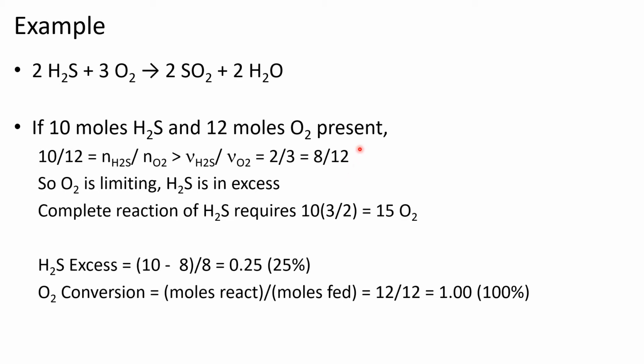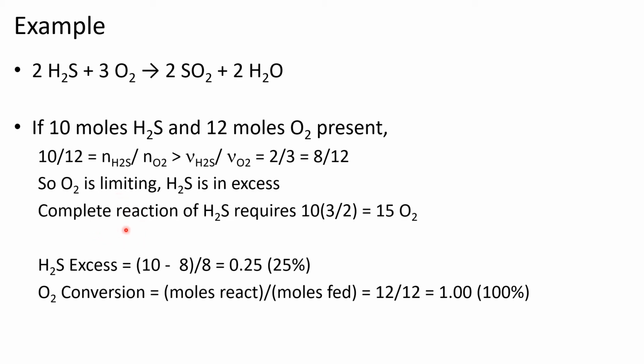What this indicates is that if 12 moles of oxygen are present, we only need 8 for the two to be in stoichiometric proportion. We actually have 10. What this says is that H2S is in excess. It's greater than the amount that's required for the two reactants to be in stoichiometric proportion. H2S is in excess. We also say that oxygen is limiting.